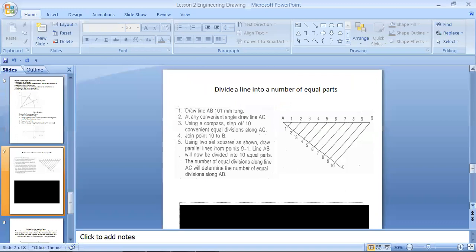For the next exercise, divide the line into an equal number of parts. In this particular case, we have this line. They're giving the length of the line, 101 millimeter, and they want it to be divided into 10 equal parts. Ten equal divisions. Let me explain here on the drawing, and then we go.